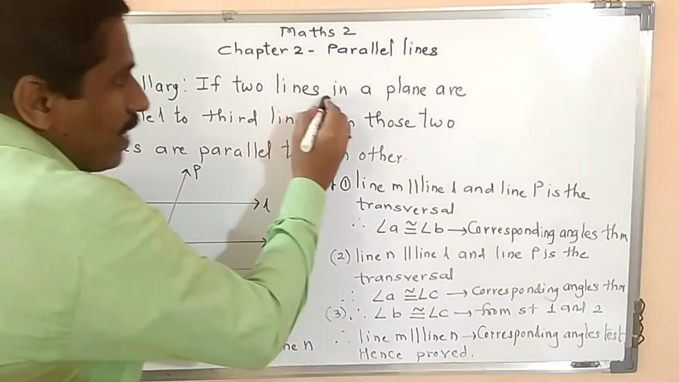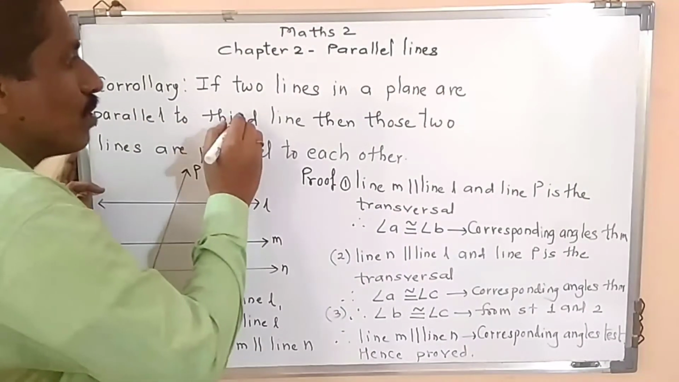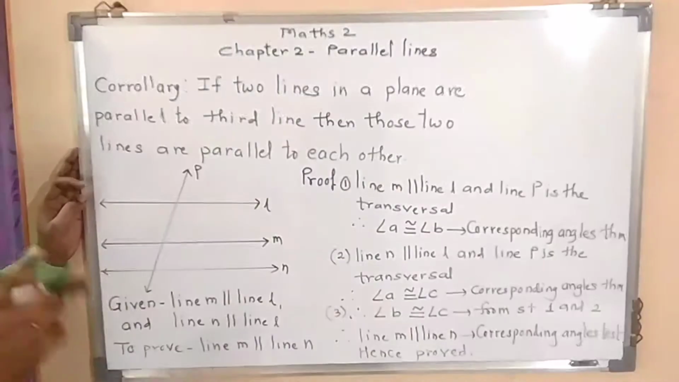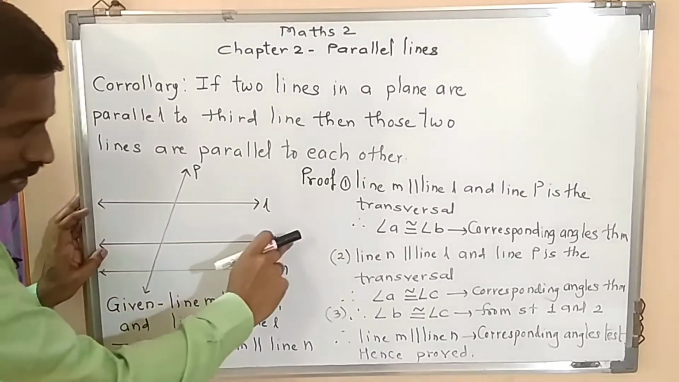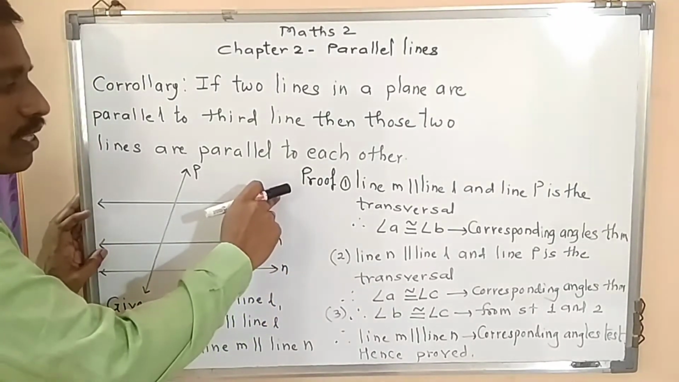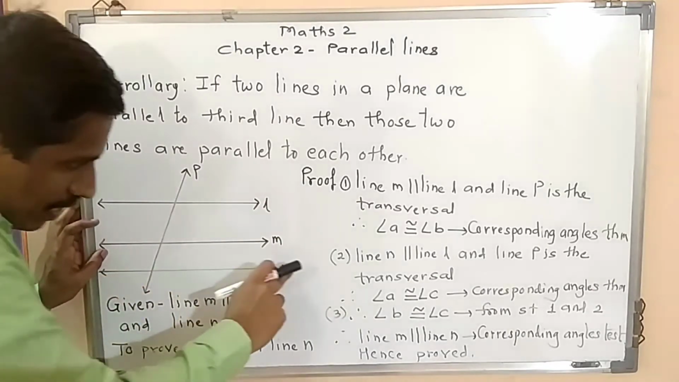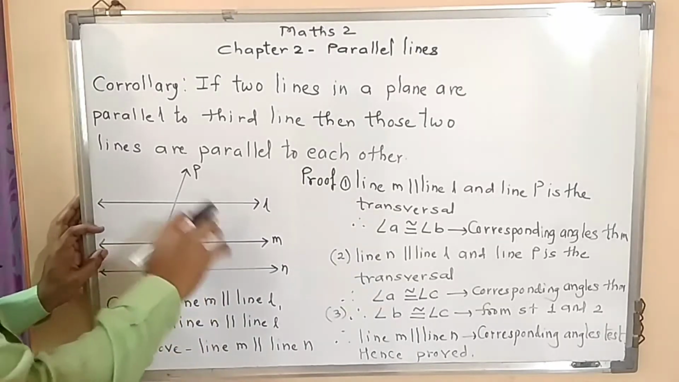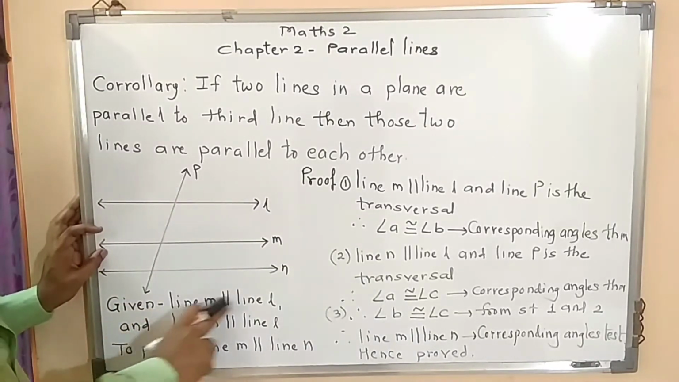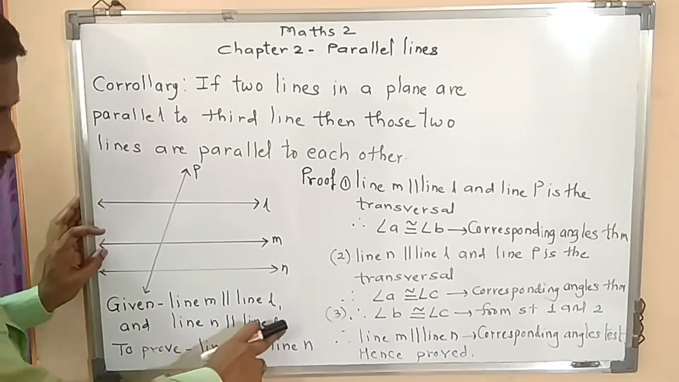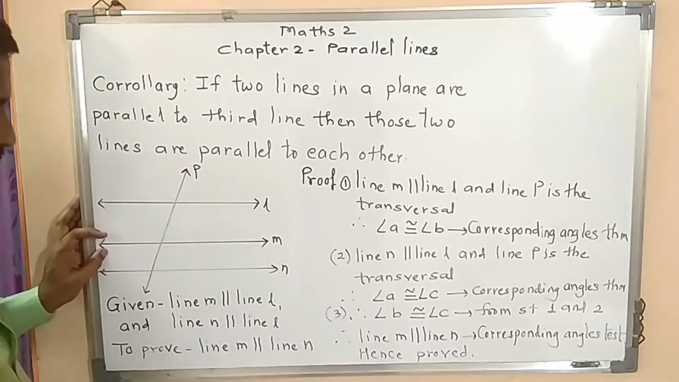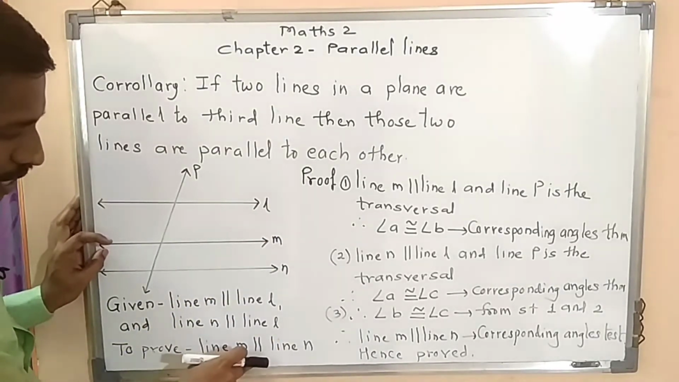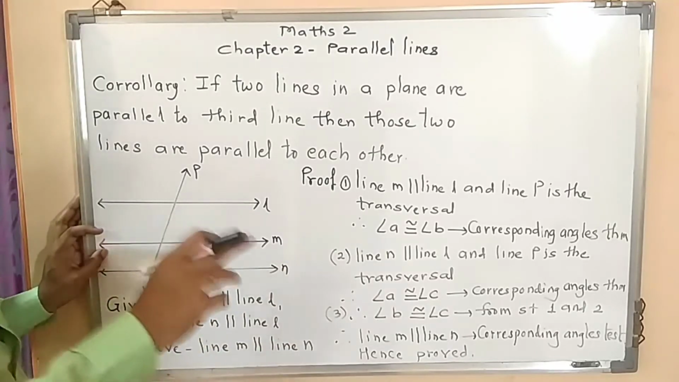If two lines in a plane are parallel to a third line, then those two lines are parallel to each other. Here, this is line M parallel to line L. This is line N parallel to line L. This is the given part. Line M is parallel to line L, and line N is also parallel to line L. Then what do I have to prove? These two lines are parallel to each other. It means line M is parallel to line N. This I have to prove.